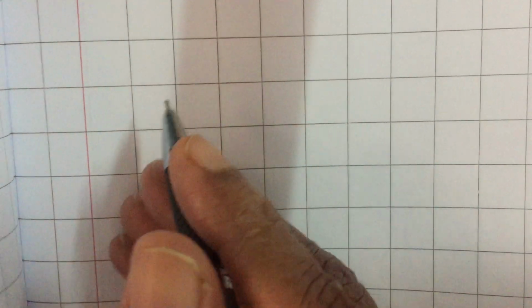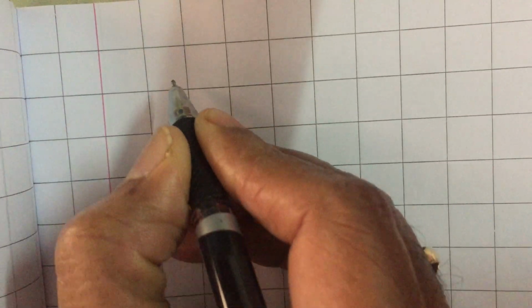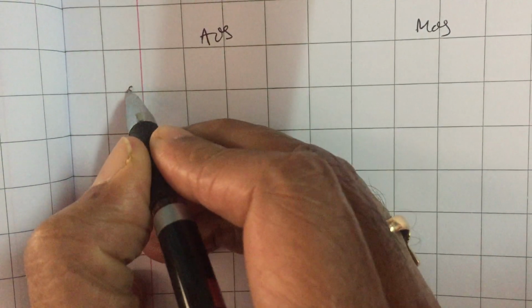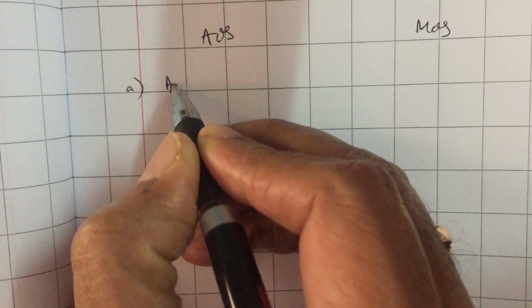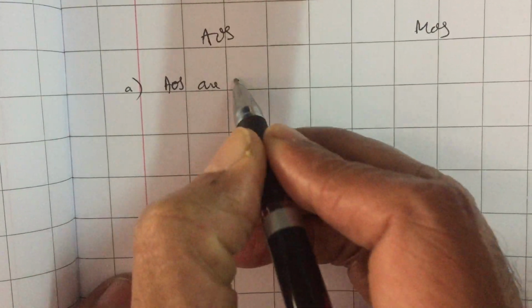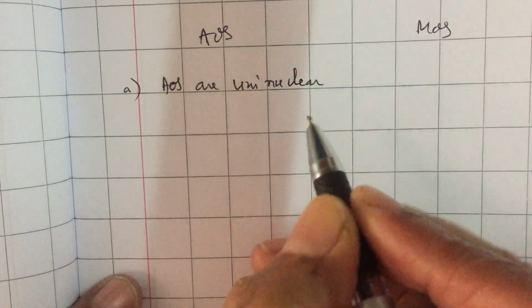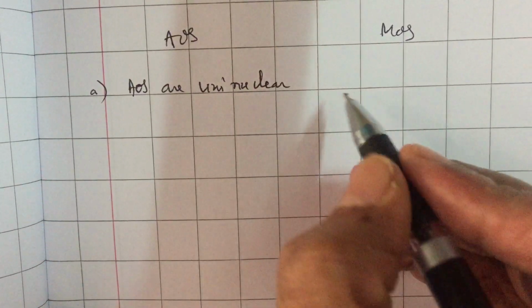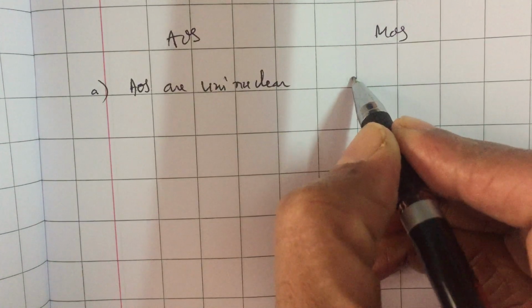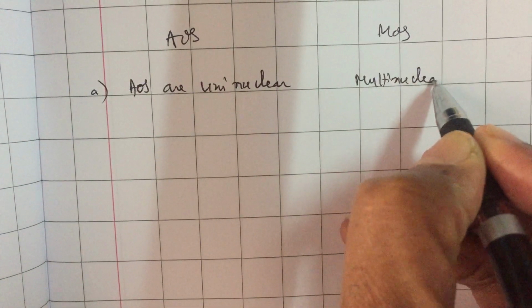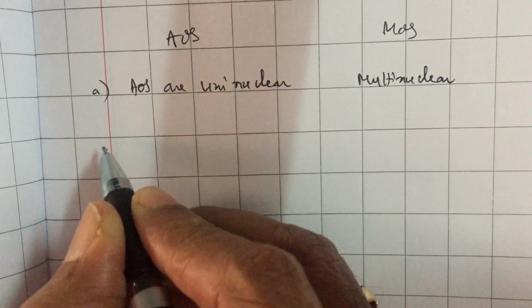So let us look at the molecular orbital theory. First we see what is the difference between atomic orbitals and molecular orbitals. These AOs are uninuclear. It means the atomic orbitals surround a particular nucleus, whereas molecular orbitals are multinuclear. They encompass more than one nucleus.